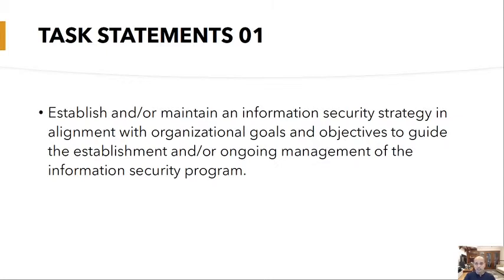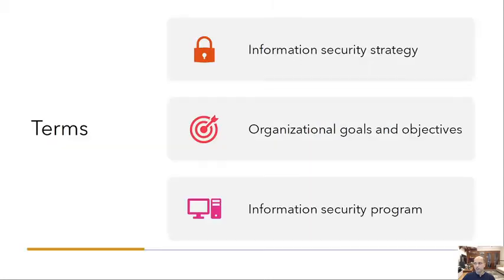We need to understand some of the concepts. Whenever you get any statement in the whole CISM, try to pick the key words out of it. Here three concepts are important: first, information security strategy; second, organizational goals and objectives; and third, the information security program. If you understand these three, then you can say, yes, I can work on this statement.